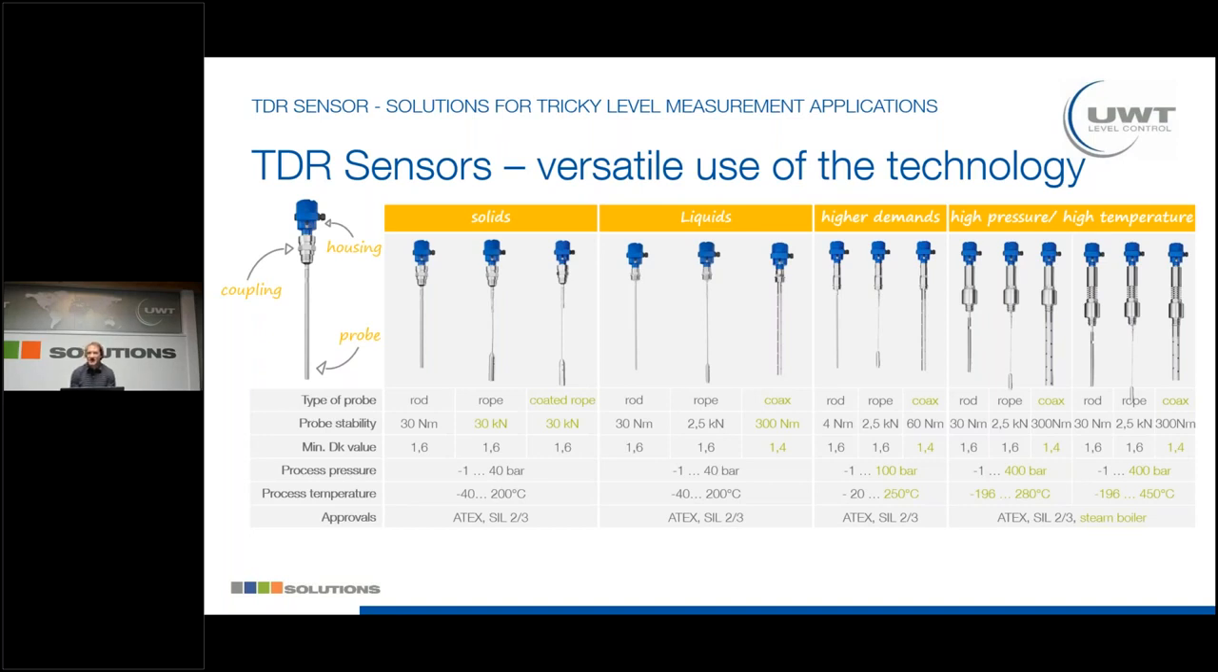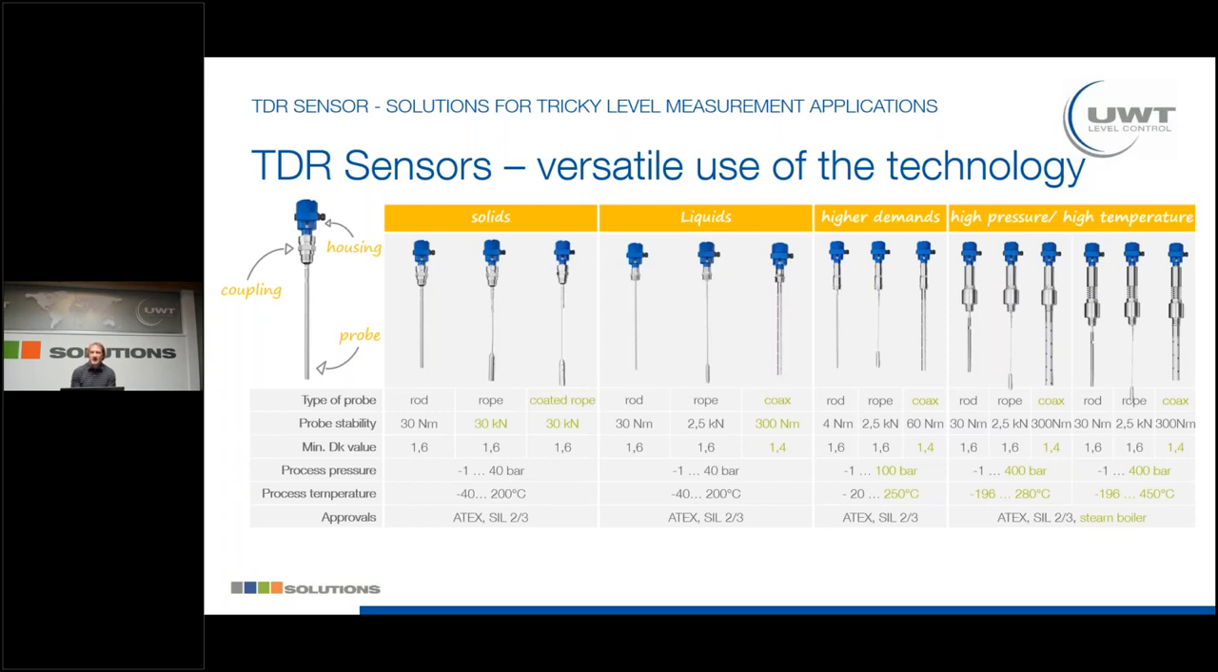For liquid applications, we have a special type of probe, the coax probe, and this offers a greater stability and also a better signal strength, so we can measure materials with a very low decay value. And we have many more advantages of this coaxial probe, but this will also be explained later on in the webinar.